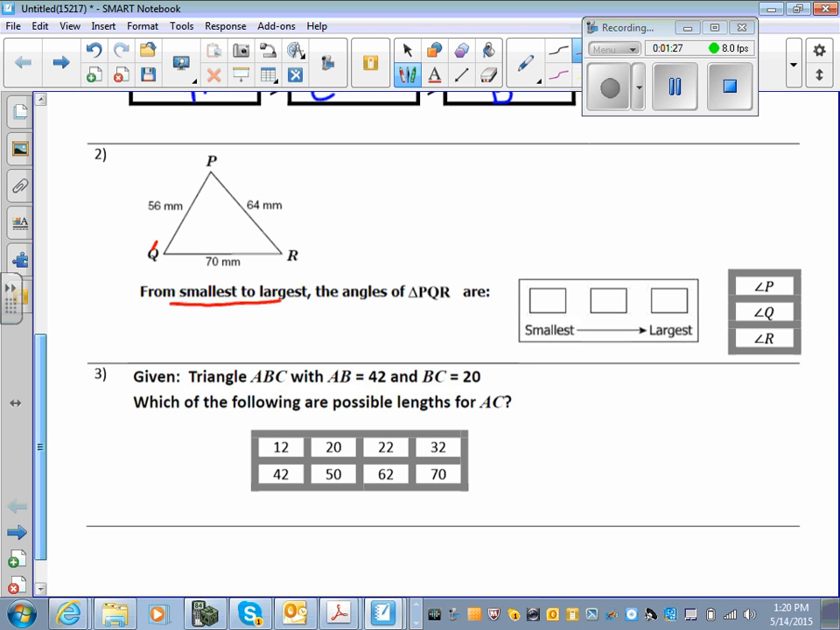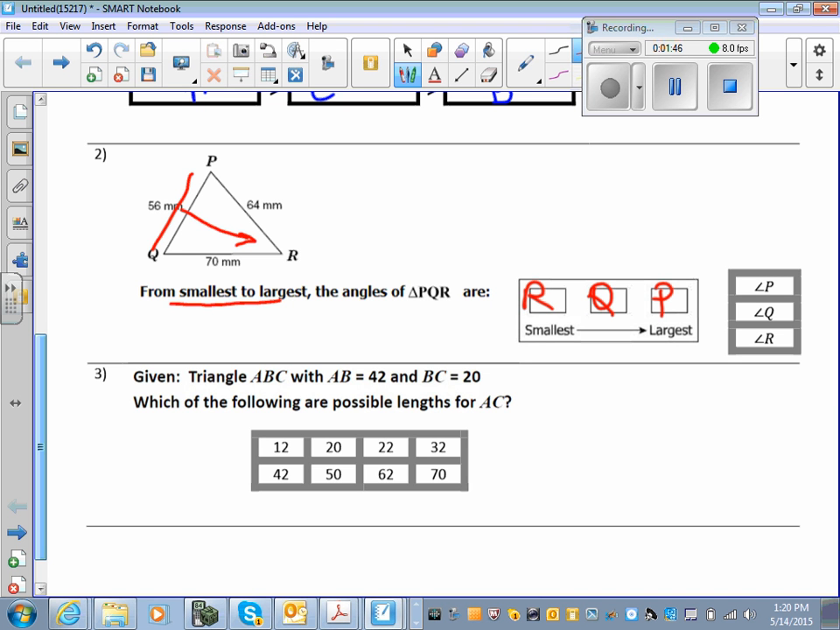The smallest side is PQ. Across from it is going to be the smallest angle. So you're going to have R. Then next would be Q and P. Very good. So always look across the opposite side to find the angle.